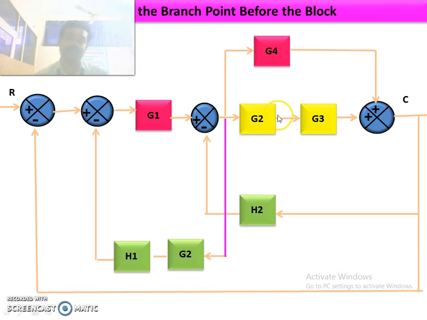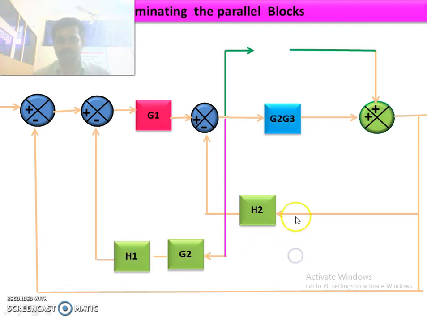If you are having two blocks in cascade with gains G2 and G3, the gain of the combined block is nothing but G2 G3. Similarly, if the gains are H1 and G2, the gain of the combined block is nothing but H1 G2. Now, here you are having two blocks, and you have combined them into one block, that is G2 G3.